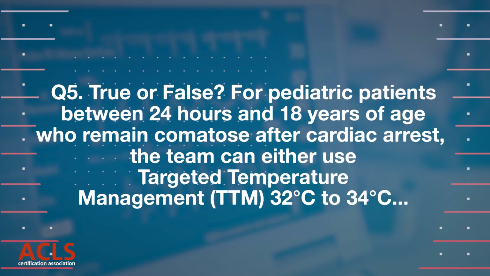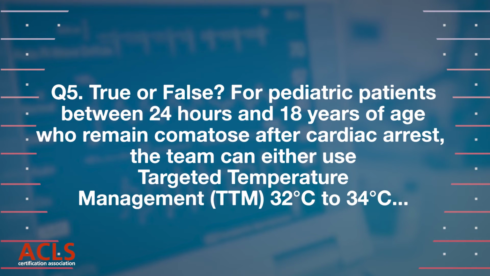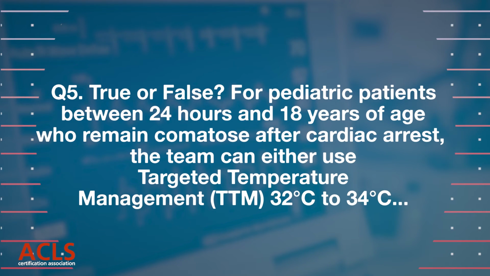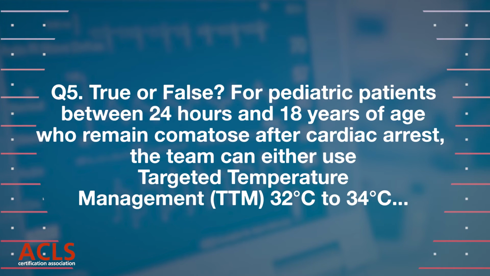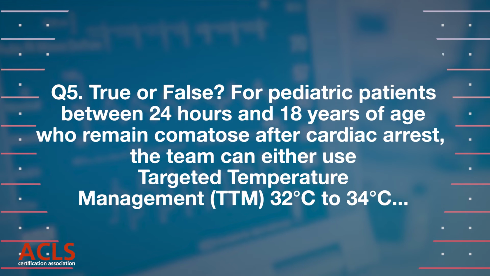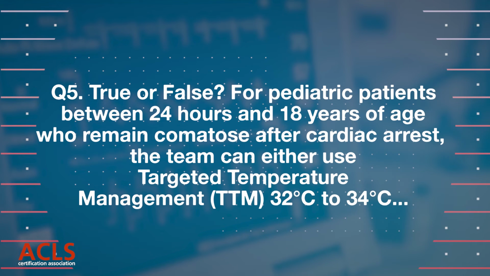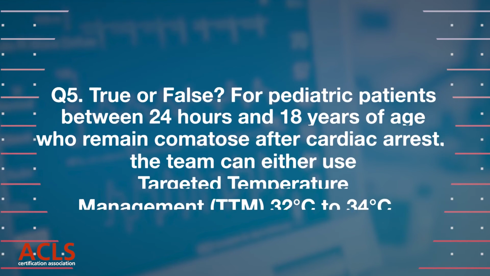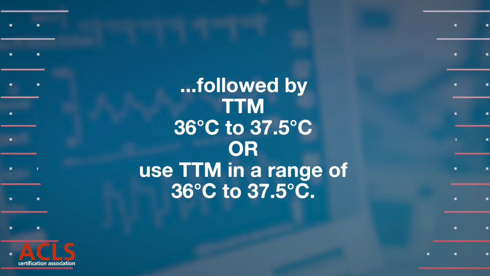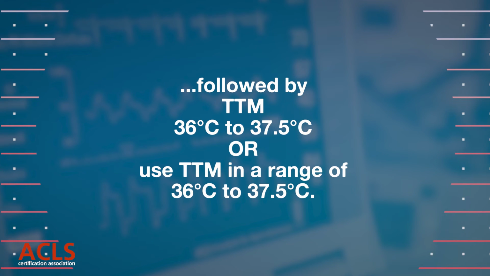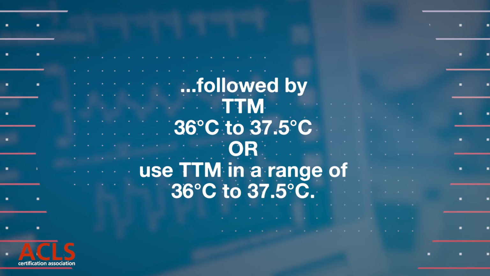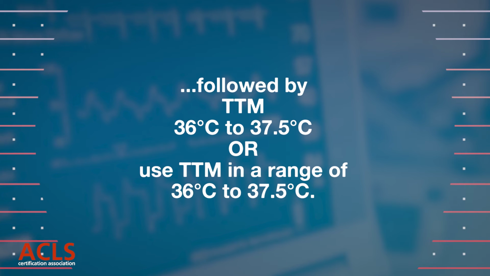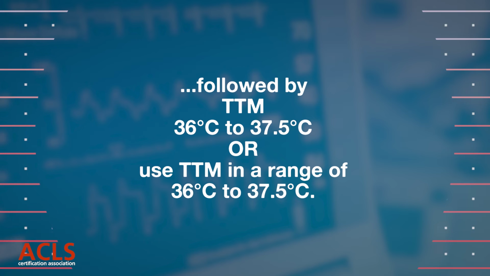5. True or false? For pediatric patients between 24 hours and 18 years of age who remain comatose after cardiac arrest, the team can either use targeted temperature management, 32 degrees Celsius to 34 degrees Celsius, followed by targeted temperature management, 36 degrees Celsius to 37.5 degrees Celsius, or use targeted temperature management in a range of 36 degrees Celsius to 37.5 degrees Celsius.